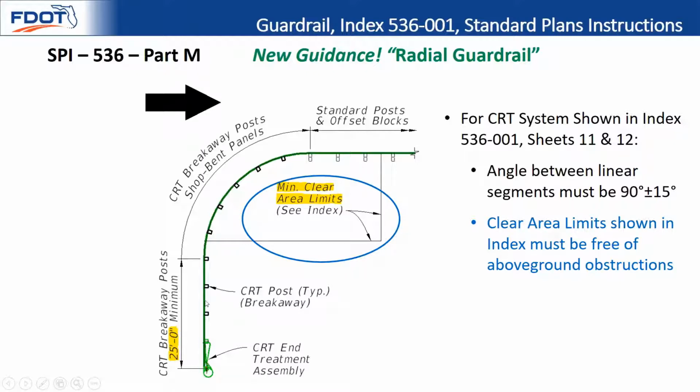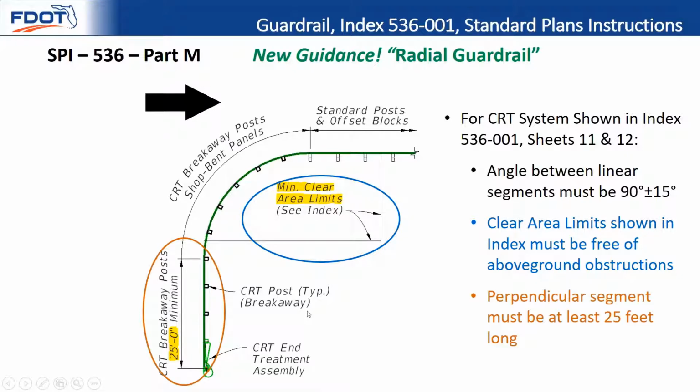These are all breakaway posts, and the way that the system functions is breaking away to absorb the energy, and it kind of goes deep into the clear area limits. And so if there's above ground obstruction, it's likely it's going to be hit. And so we got to make sure that you keep that clear. And so we put a reminder in the SPI.